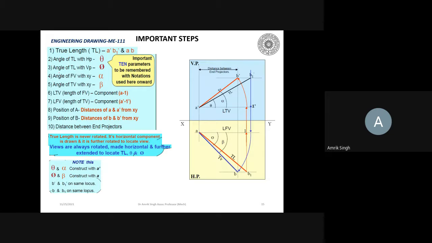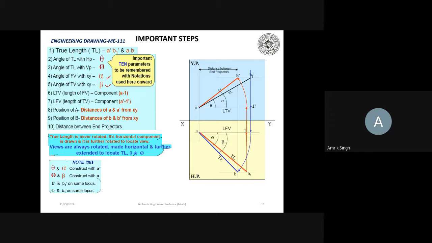Then angle of the front view with XY, that is the reference line, is alpha. Angle of the top view with XY is beta. LTV, that is the length of the front view. Okay? And the length of the front view, this will be A1 1 dash. Now position of A is distance of A and A dash from XY. Okay? So this you will remember. ये वाली A और A dash की कैसे निकालनी है.